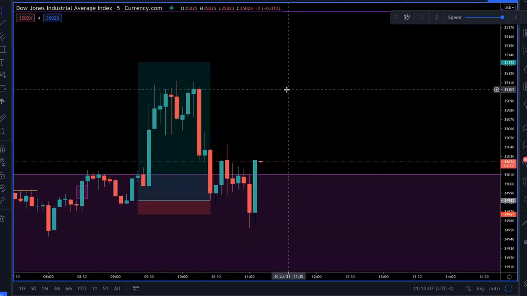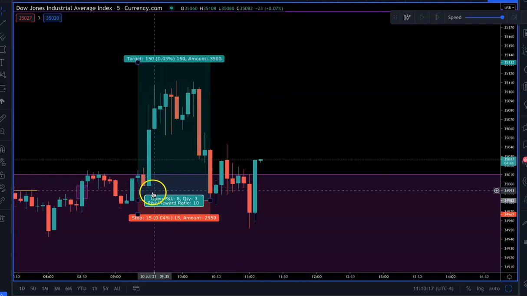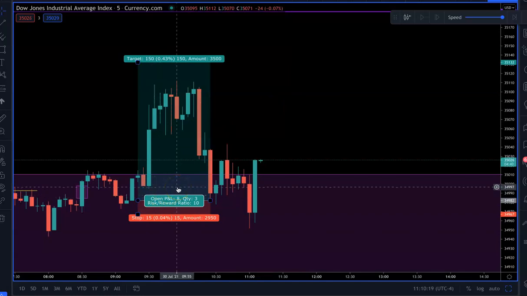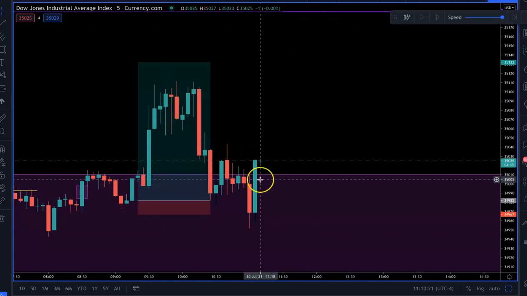And this is what I look for: 4-hour time frame, and then go down to look for 5-minute order blocks, 15-minute order blocks for my refined entry.